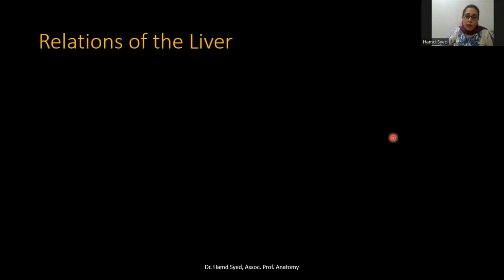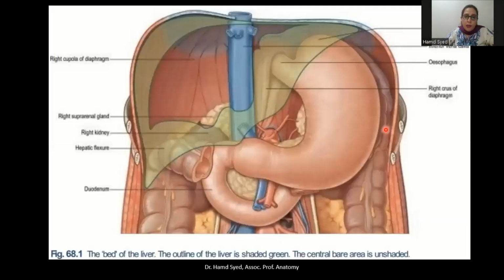Okay, let's talk about the relations of the liver. While discussing the relations of the liver, we can simplify them if we first consider the structures which are forming the liver bed. The liver bed consists of those anatomical structures which are present on the posterior aspect of the liver.